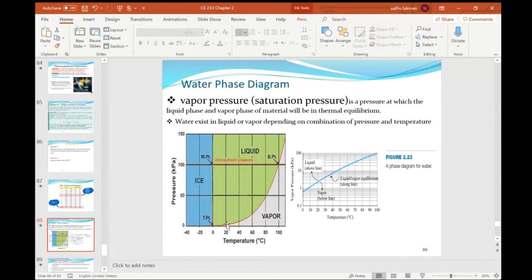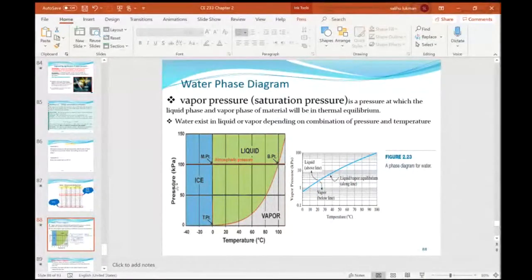You can see this line. This is the boiling point of water, depending on vapor or below the boiling point, you have water in vapor phase. Above it, you have water in liquid phase. Okay, here you have pressure and temperature. So these two have to be combined appropriately before water changes phase from one phase to another.